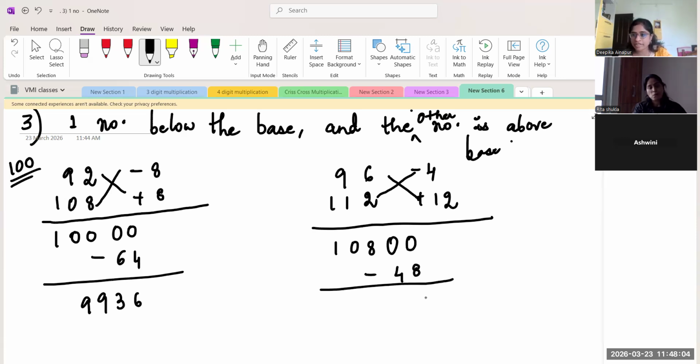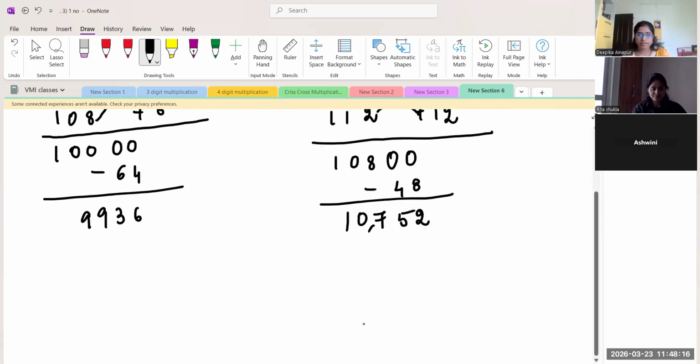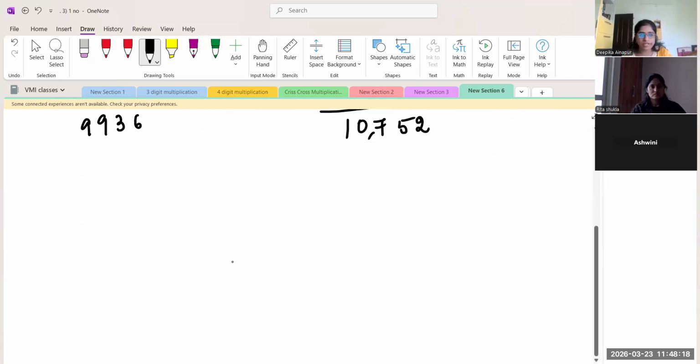That is 10 minus 8 will be 2. And here it will be 9. 9 minus 4 will be 5. Here 701. 10,752. Right?